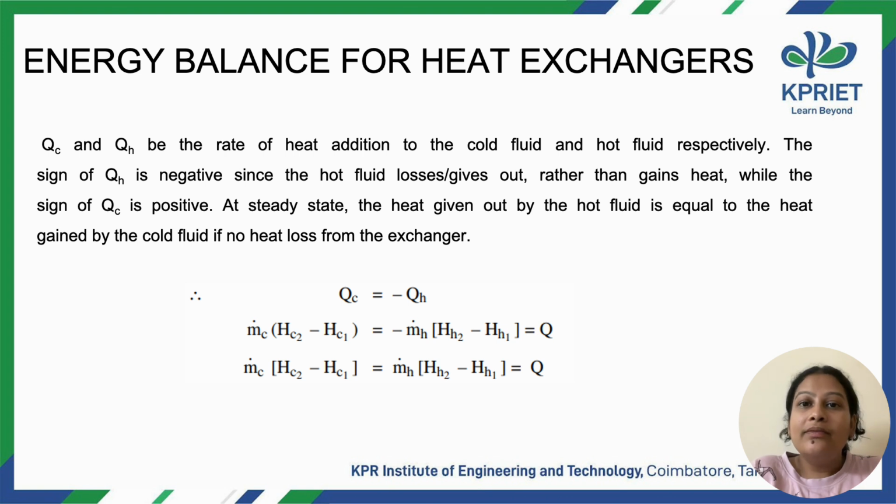So normally we can write the same Q in terms of mass flow rate and enthalpies, right? For the cold fluid we can write it as the mass flow rate of the cold fluid times the enthalpy difference of the cold fluid at the inlet and outlet. Similarly, for the hot fluid, we can write it as the mass flow rate of the hot fluid times the enthalpy difference of the hot fluid at the inlet and outlet. Now, from here on, we might have two different cases.